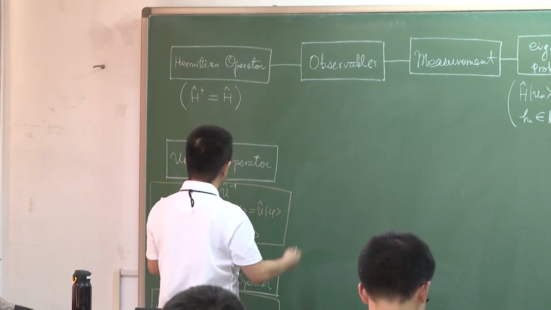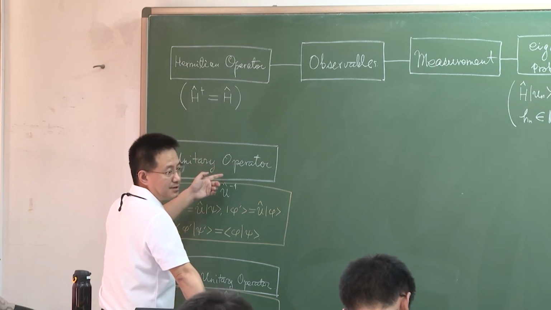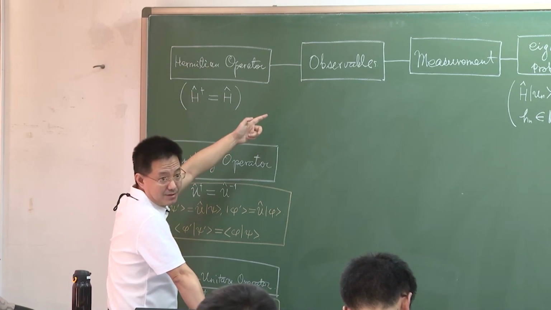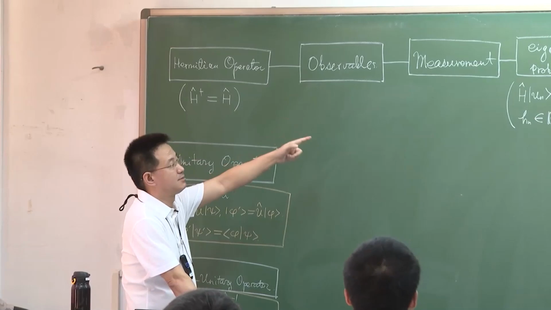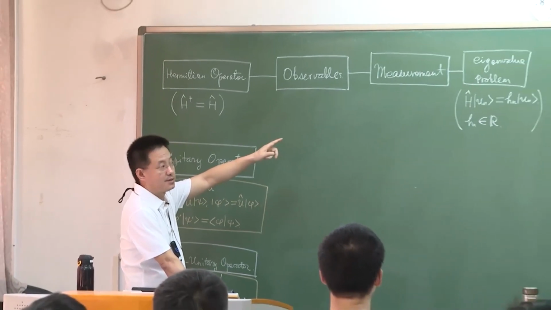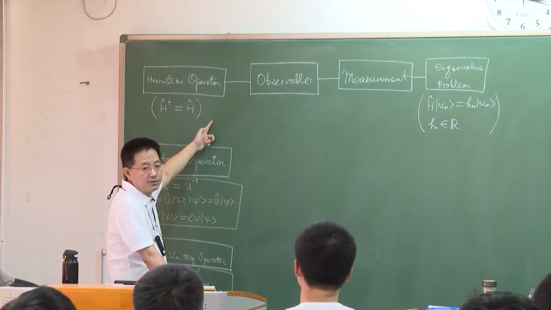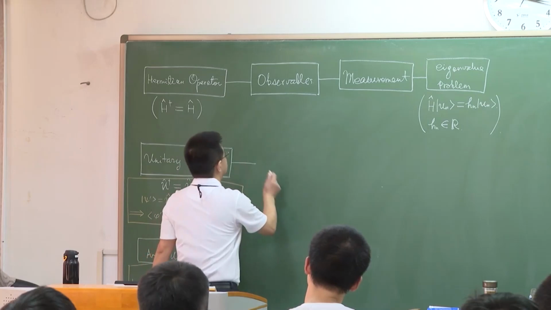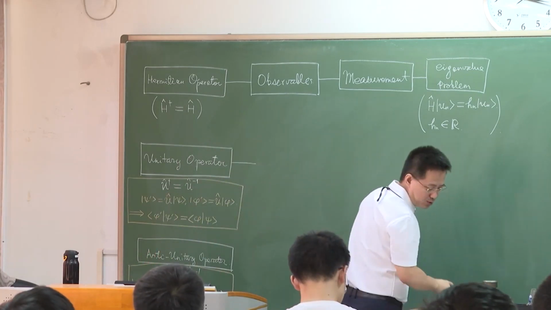Okay, let's see. For the unitary operator, what is the function of this operator? The function of the Hermitian operator is the observable, right? It can be used to represent the measurement of the quantum process, and the eigenvalue of this operator is a real number. But for the unitary operator, it is for some symmetry transformations.